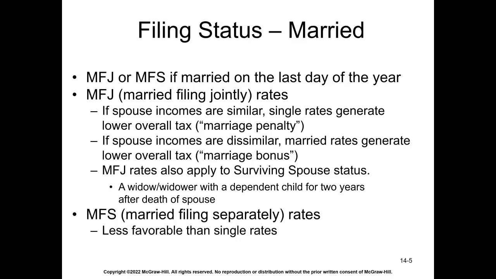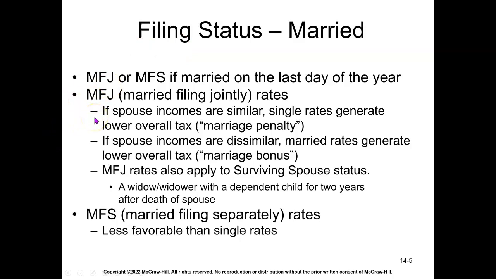Being married means, what are we on the last day of the year? That's what they look for as far as being married or not. So if I get divorced on December 29th, then I'm not married on the last day of the year, unless I get remarried before. If you're married on that last day of the year, you're looking at 2 options. You're either married filing jointly, right?